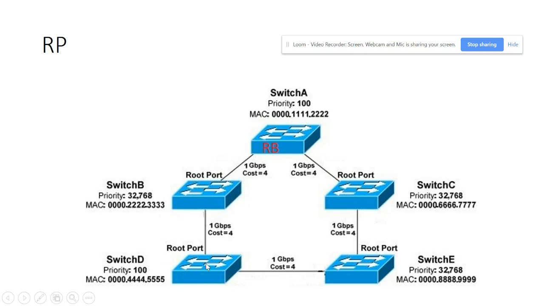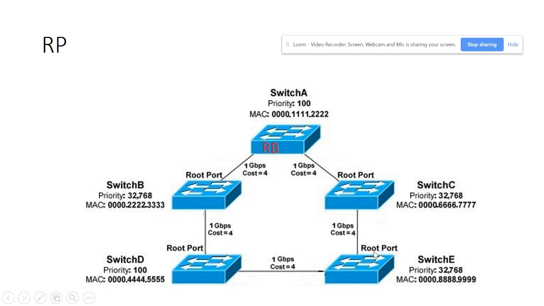Now for switch D, I have also two paths. The cost in this direction is 4 plus 4, 8, and in this direction 4 plus 4 plus 4, that is 12. So this way I have the lower cost. So the port on that way attached to switch D is the root port.